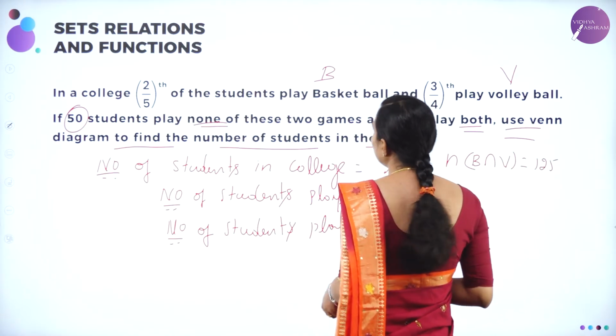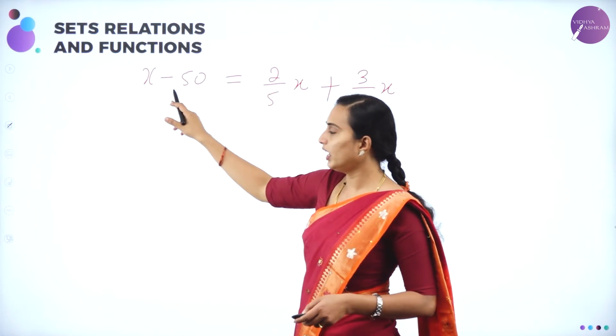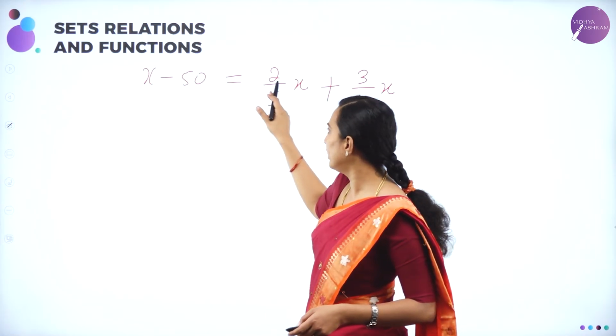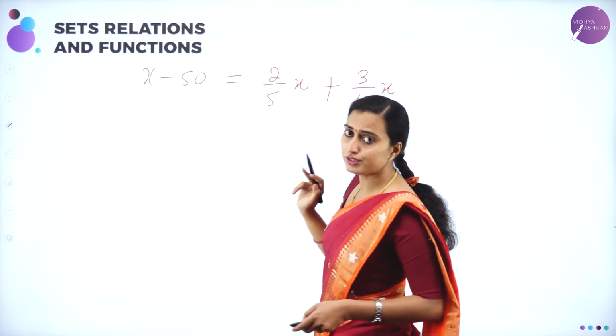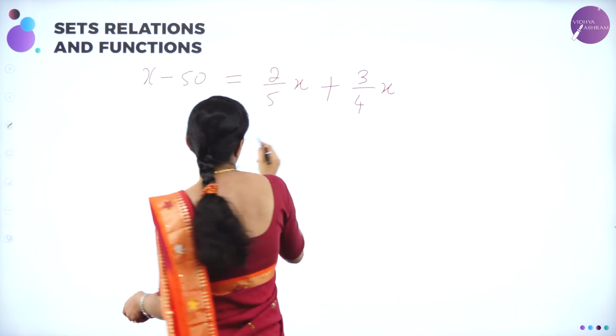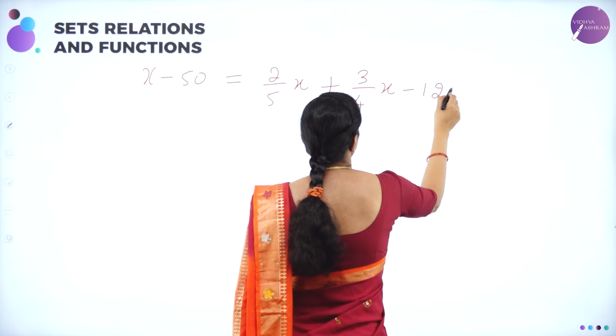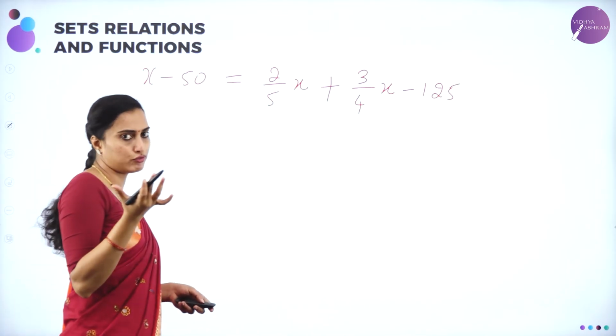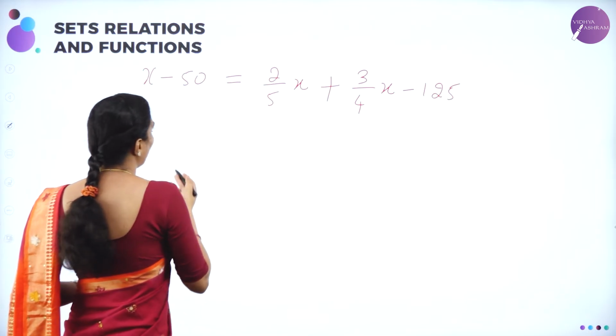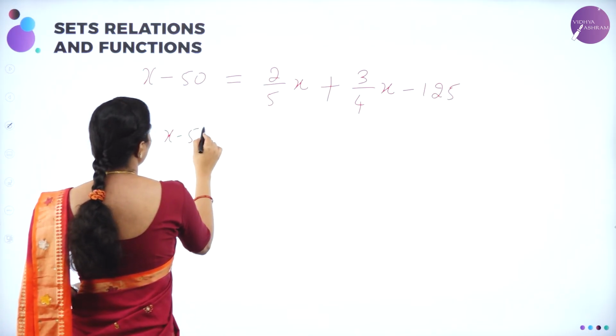This is according to the formula only I am writing. N of A union B is equal to N of B plus N of A minus N of A intersection B, accordingly, which will be minus 125. So take this, solve this, you are going to get X, which is nothing but the number of students. By solving this, you are going to get it as X minus 50.